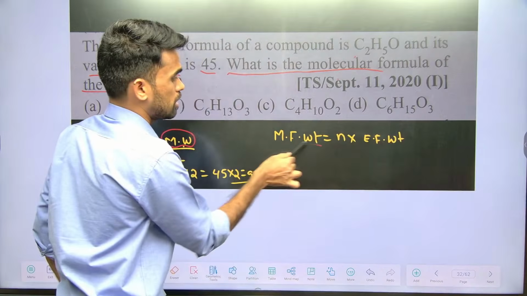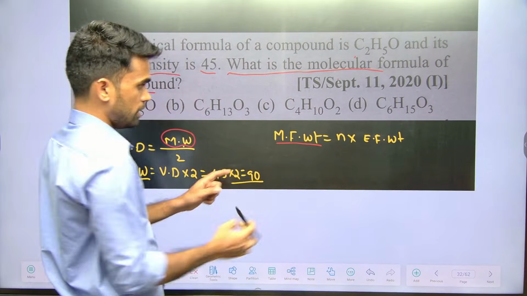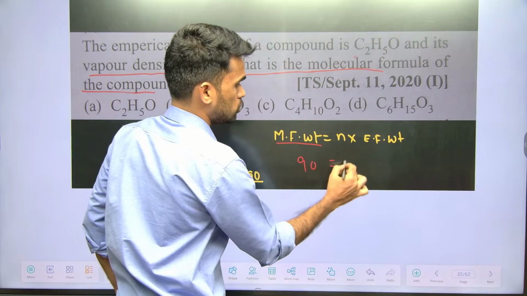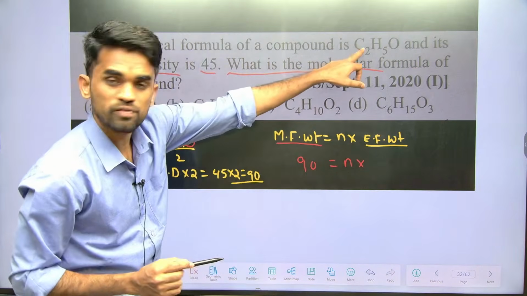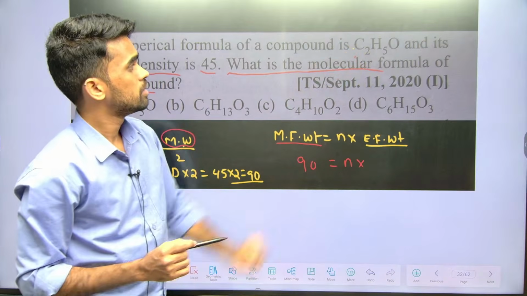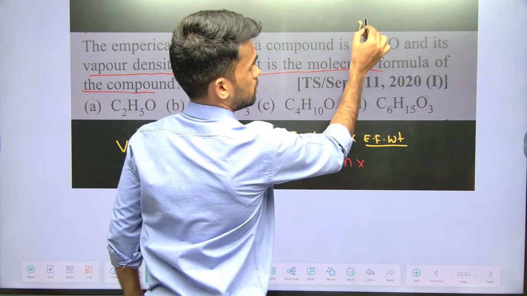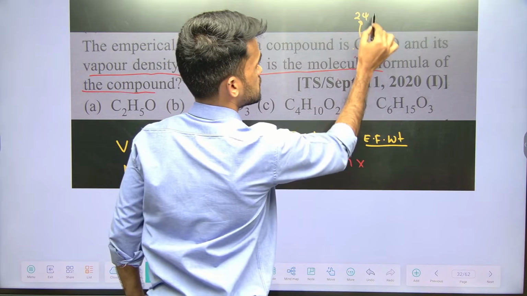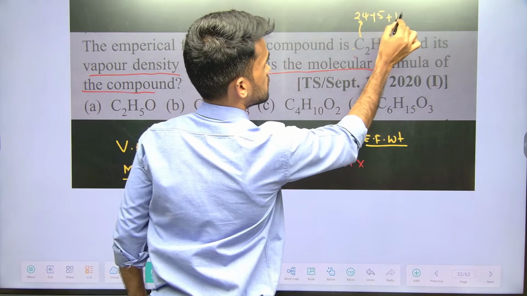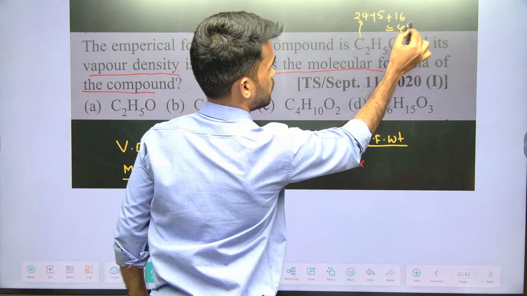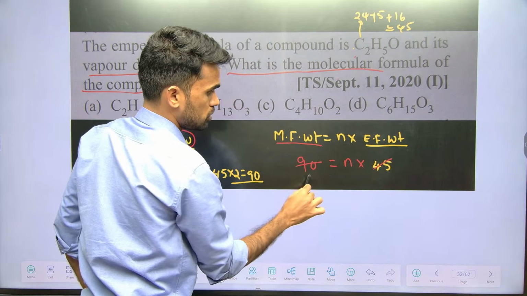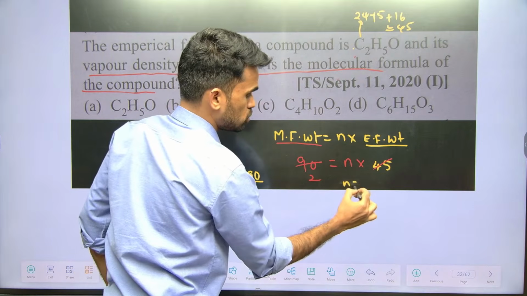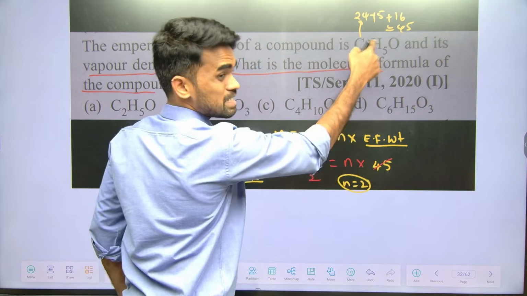So what is the molecular formula weight we got? 90. And now what we need to do? You need to find the empirical formula weight. From this formula you can find its weight. Tell me. 45. So for this, 24 plus 5 plus 16, so it will be 45. Okay, so here you got 45. So your n value is how much? 2.